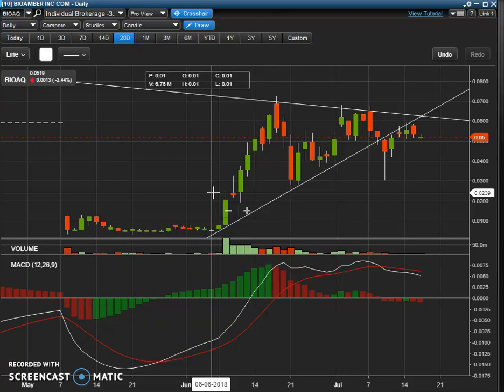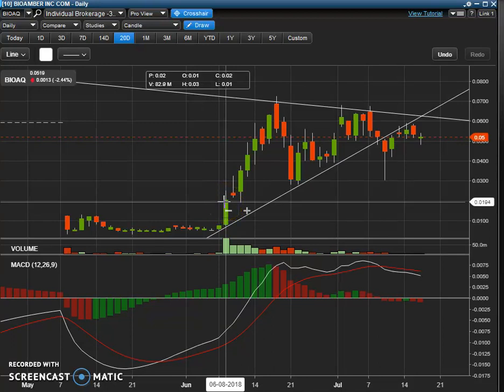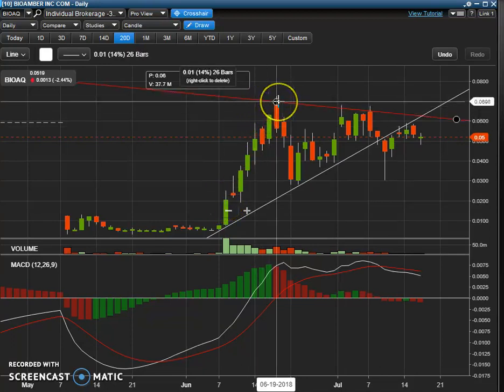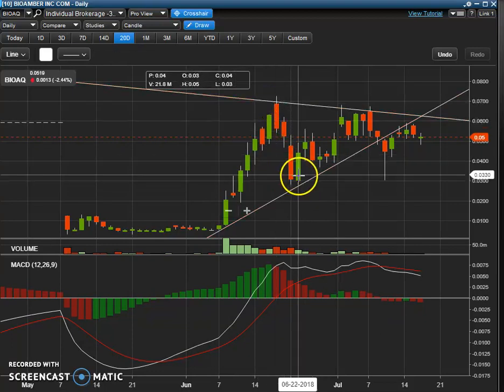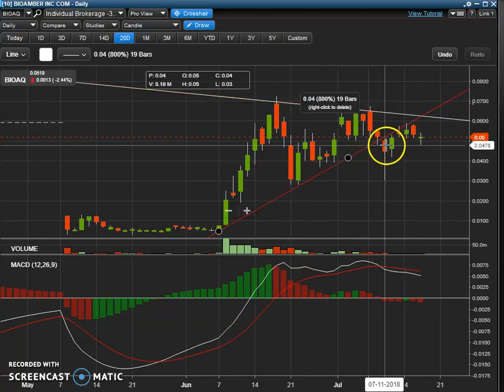So here it goes. BioAQ popped on July 8th and continued to move up to about July 19th, from 1 cent to 7 cents. Great up move. It formed resistance at roughly 7 cents, trailed down, and confirmed support at around 3 cents. Ever since then, it was in a trading channel until July 11th of this month.